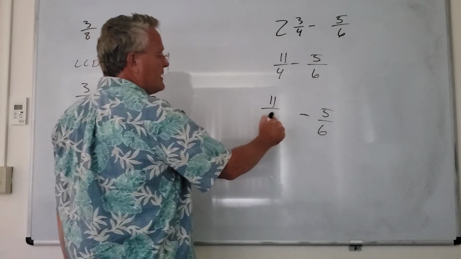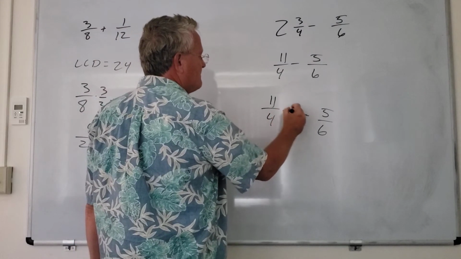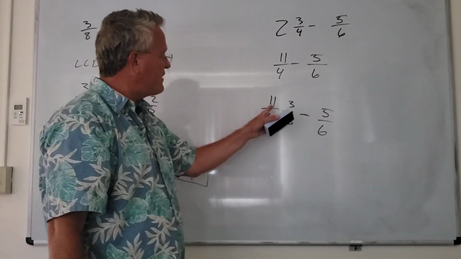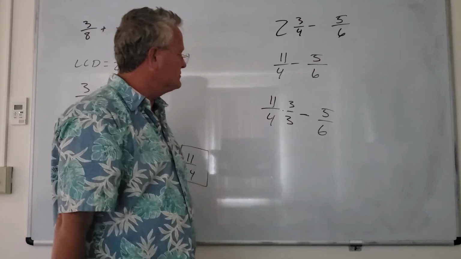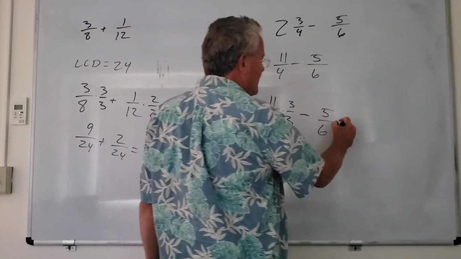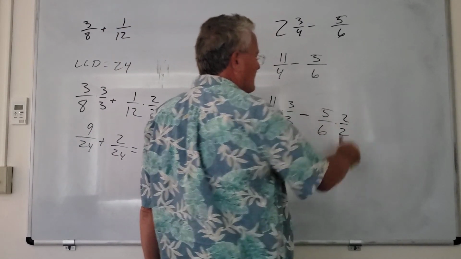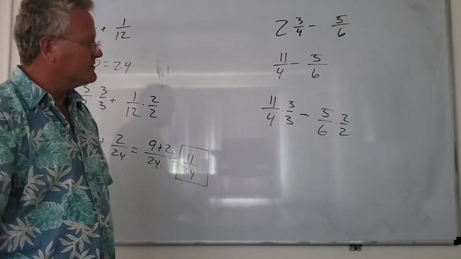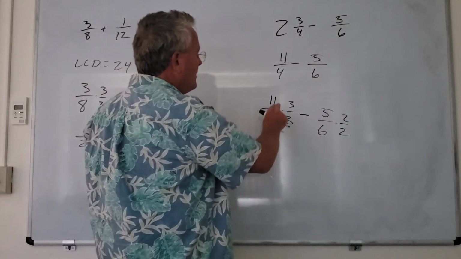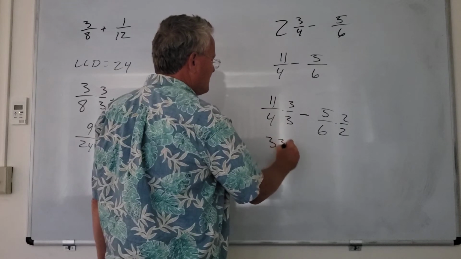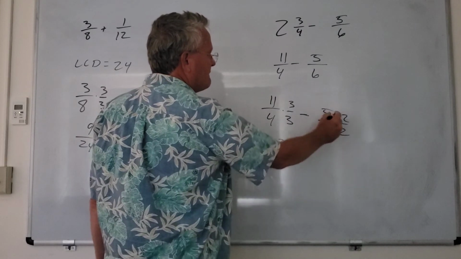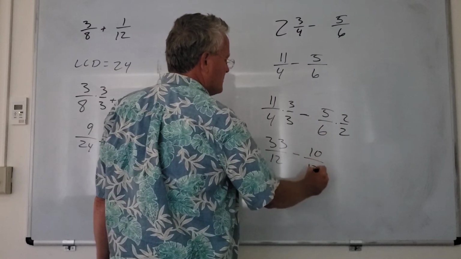To get 12, we got to multiply 4 by 3. But we want to multiply this fraction by 1, so it doesn't change. And 6 times 2 is 12, but we got to multiply both the numerator and denominator by 2. 11 times 3 is 33/12. 5 times 2 is 10/12.